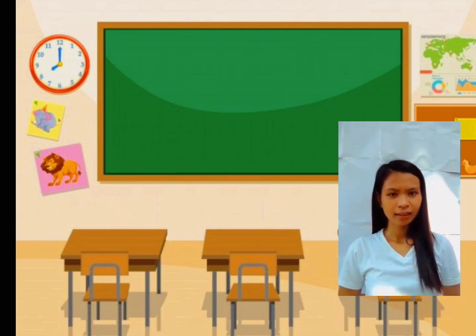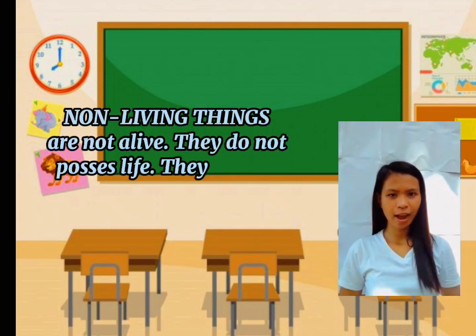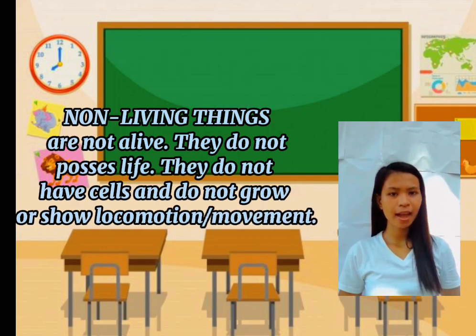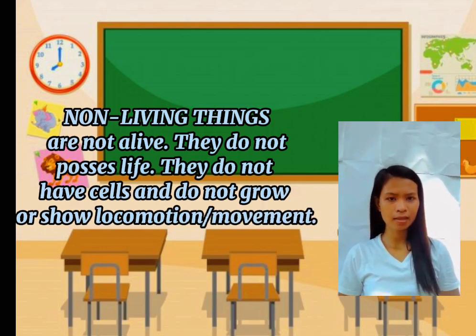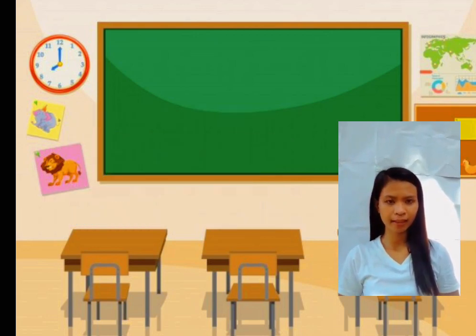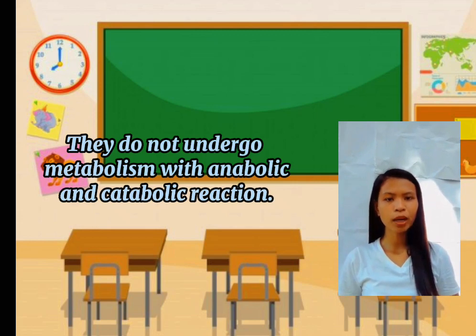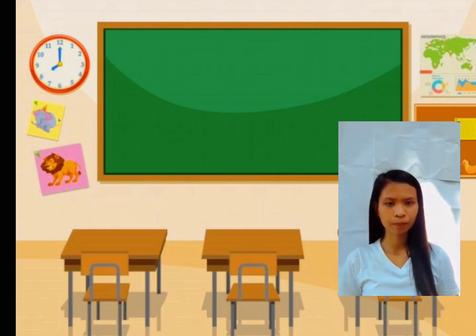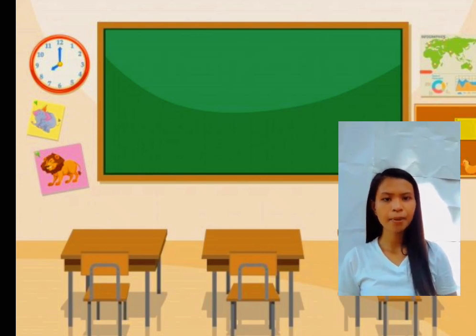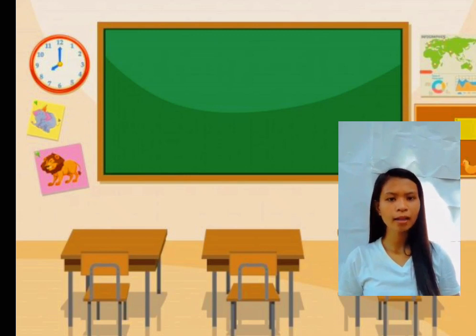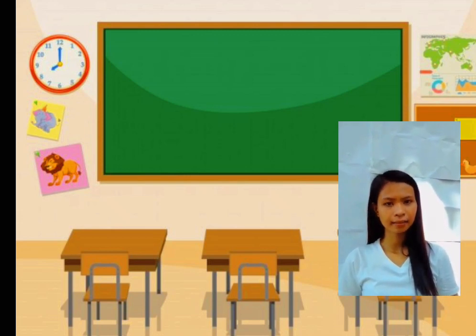Non-living things. Non-living things are not alive. They do not possess life, they do not have cells, and they do not grow or show locomotion or movement. They do not undergo metabolism with anabolic and catabolic reactions. Non-living things can't reproduce and do not have a lifespan. They do not respire as they do not require food for energy. Hence, they do not excrete.